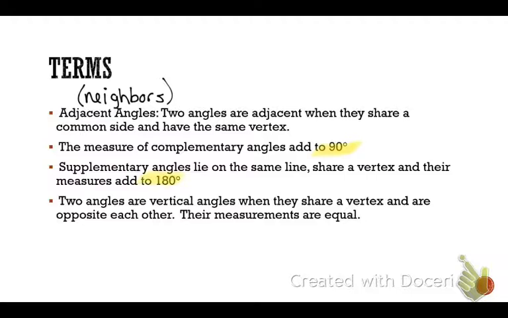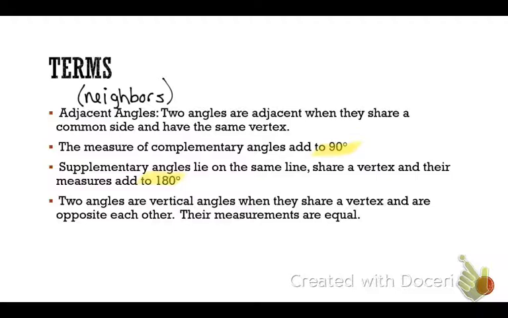Supplementary angles lie in the same line. So we're going to see they're adjacent. They lie in the same line, they share a vertex, and their measures add to 180. Have you guys learned at any point that the measure of a straight line is 180 degrees? So supplementary angles lie on a straight line. The measure of a straight line is 180, but then you have an angle kind of extending out of there, but their angles still have to add up to 180. All right, so we're going to see that today.